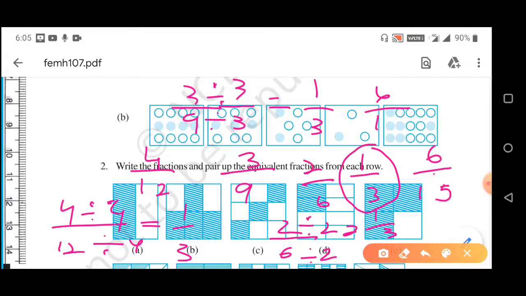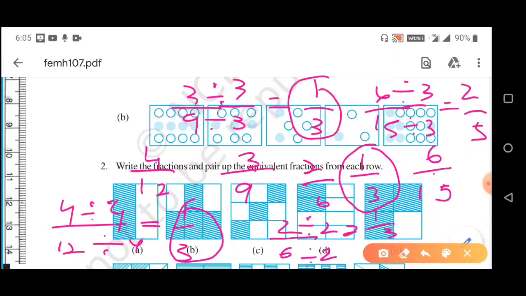For 6 by 15, we can divide numerator and denominator by 3. We will get 2 by 5. So everywhere we are getting 1 by 3, 1 by 3, 1 by 3, 1 by 3, but the last one is 6 by 15, and from there we will get 2 by 5. So all fractions are not the same. 2 by 5 is a different fraction. So these fractions are not equivalent. You have to solve questions like this.